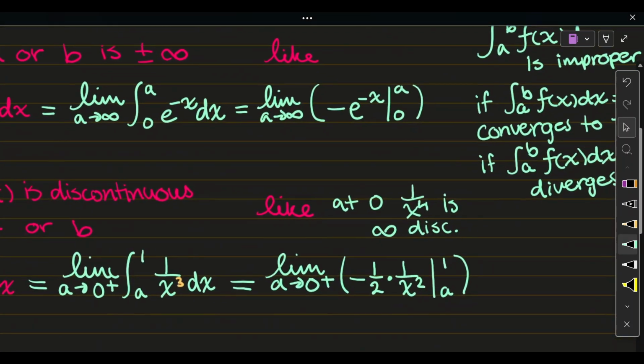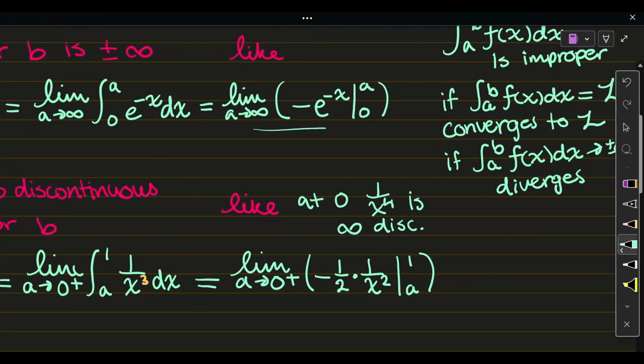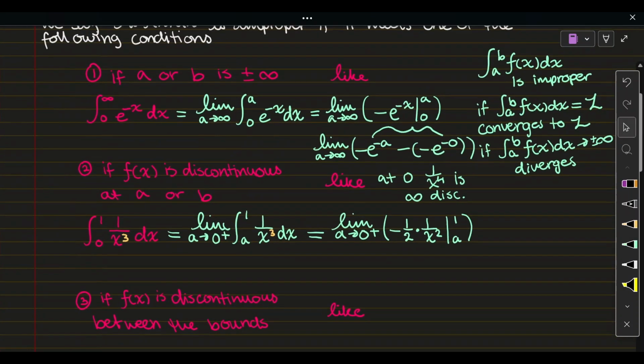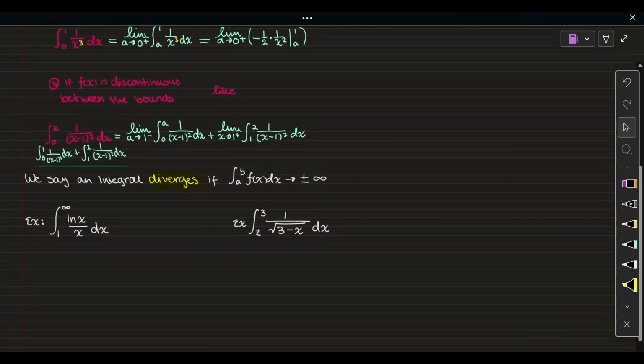Obviously, when we're evaluating these limits, this, for example, would be negative e to the minus a, minus negative e to the minus 0, and we take the limit of that as a goes to infinity, as we usually would as a normal limit. So now let's do some problems with examples.